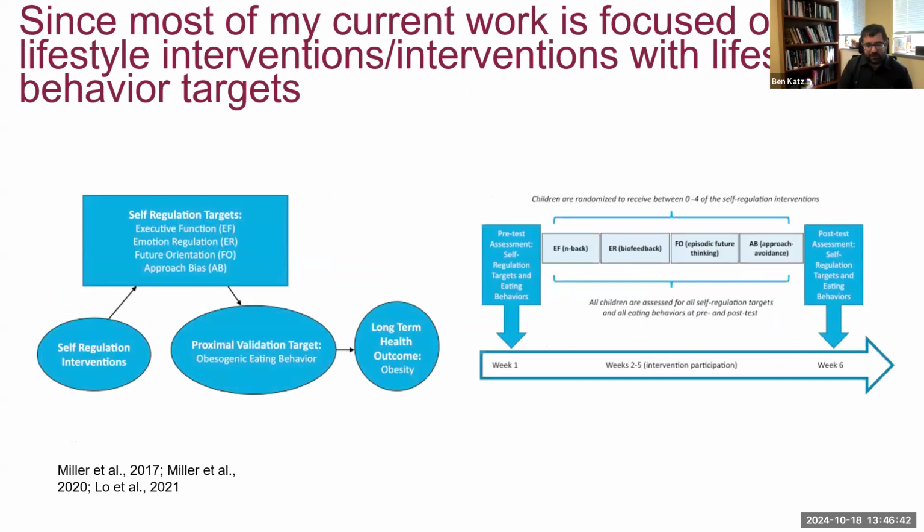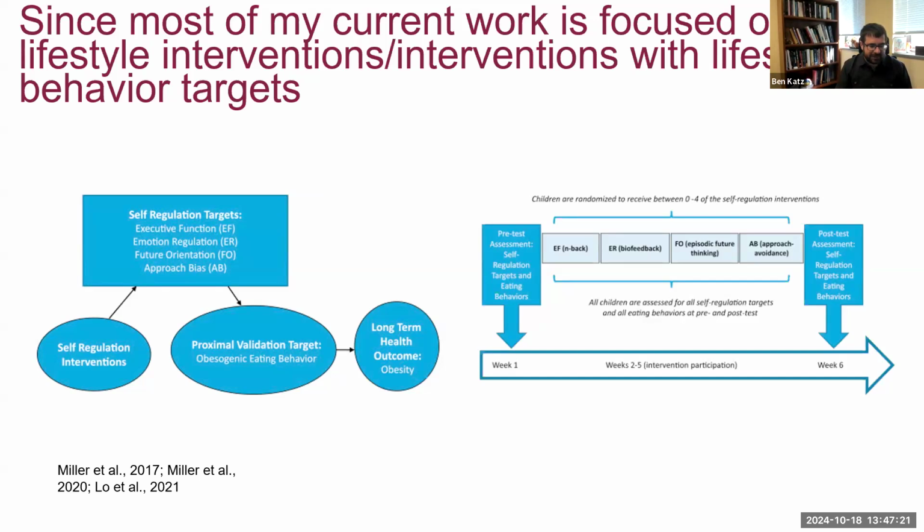So this is an example from some work that I've done with Allison Miller's group at the University of Michigan, where there was an N-back working memory component to this intervention. This was used with children in the Detroit area. Part of it was focused on obesity outcomes for a broad set of children, and then there was a more specific sample with type 1 diabetes that was also recruited. And in this project, we had not only N-back training, but also a biofeedback program, an episodic future thinking program, and an approach avoidance program.